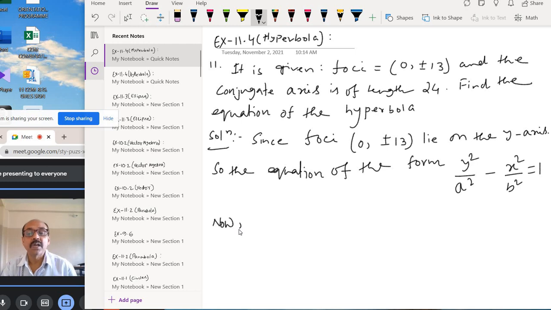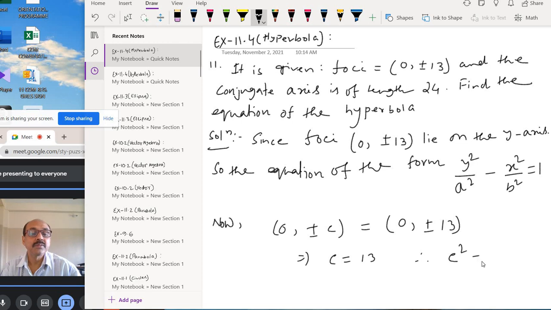Focus (0, ±13) and we know the coordinates are (0, ±c). So (0, ±c) equal to (0, ±13). Comparing both sides, c is equal to 13. Therefore, c square equal to 13 into 13, 169. Okay. c square is 169.